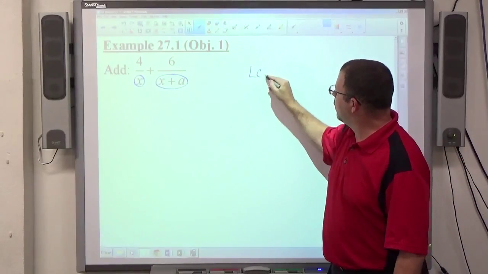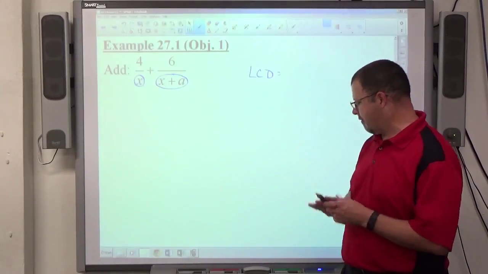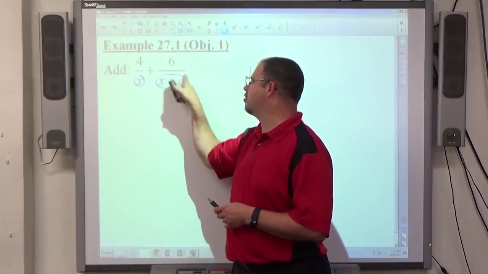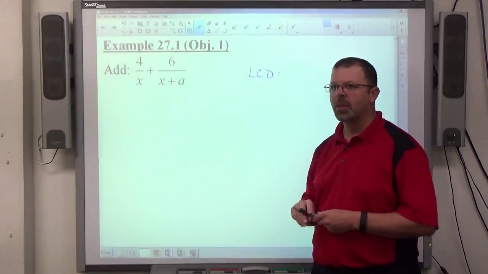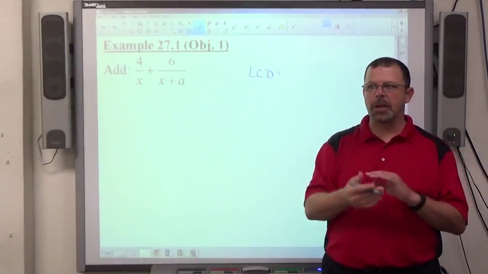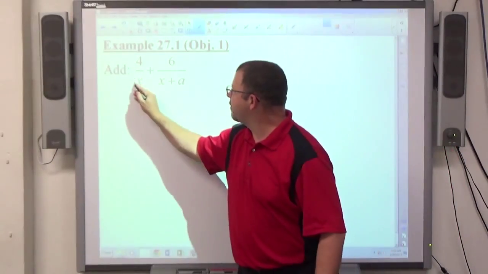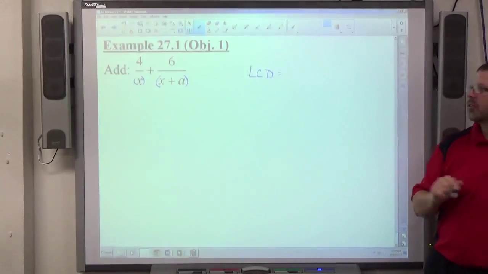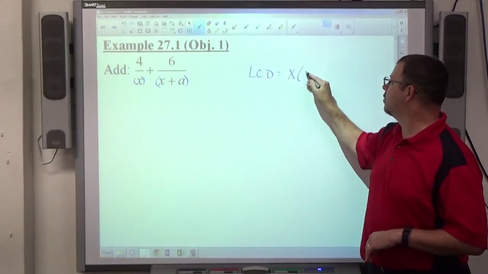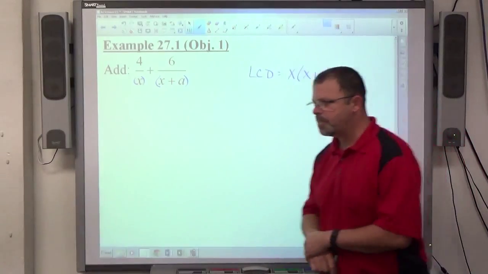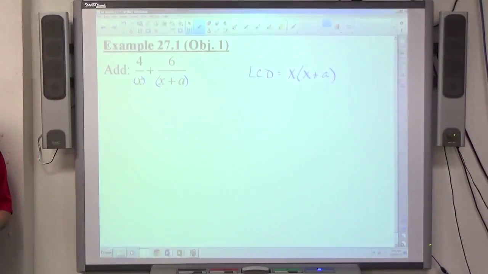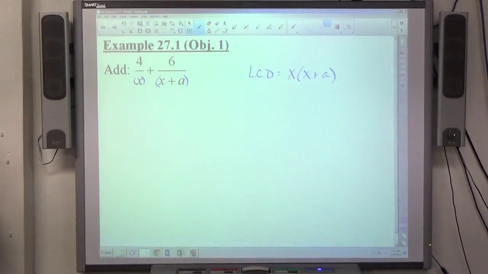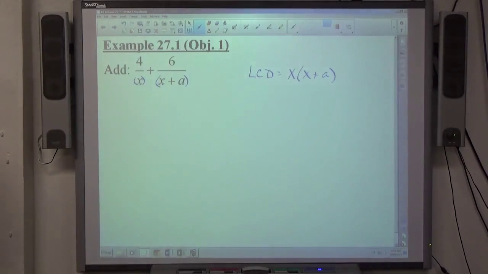So when I'm looking at finding the least common denominator, I'm looking at factors. And every factor is established by things that are being multiplied together. Things that are being added or subtracted represent pieces of a factor. So x is a factor and x plus a is a factor. Those factors are different factors. So the least common denominator is simply the product of those two factors. If either of those was the same, then I would, of course, just write down the highest power that occurs of the same one. But again, those are different, so x times x plus a is the least common denominator.